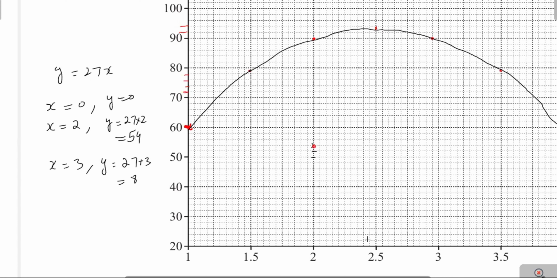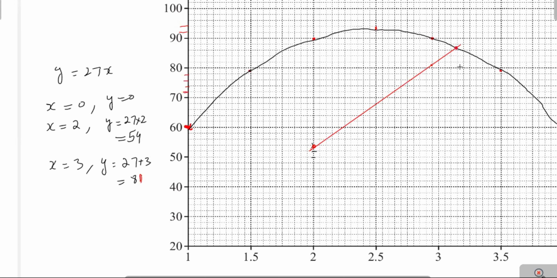54. Next, when x equals 3, y equals 27 times 3, which is 81. This position will be 81. Now we draw the line by joining these 2 points. Now you see here, this is the line, and this line intersects the curve at this position.